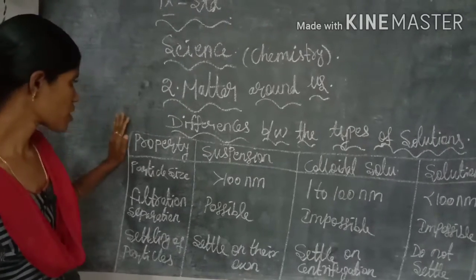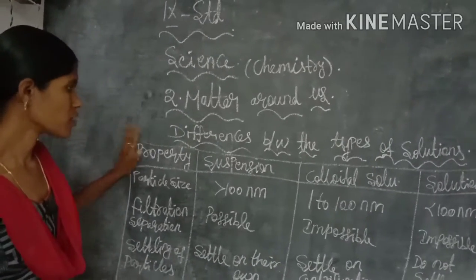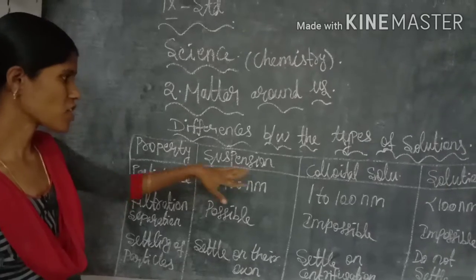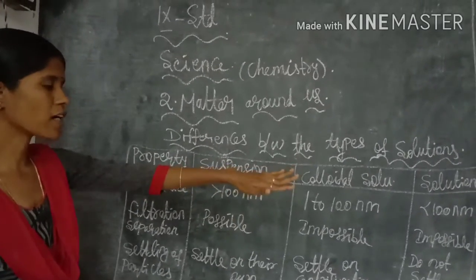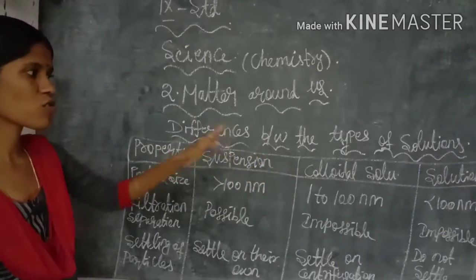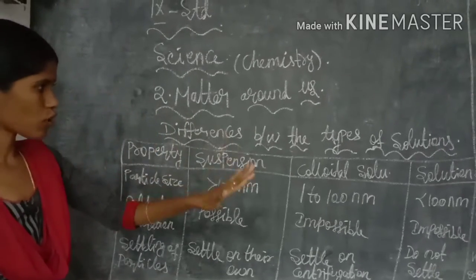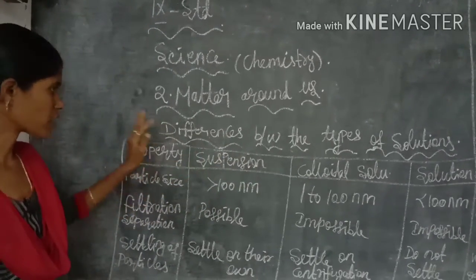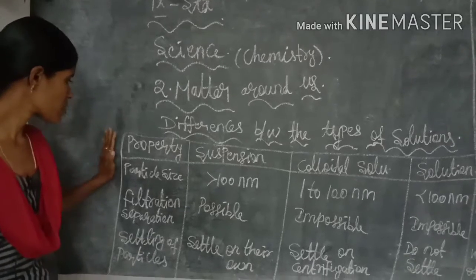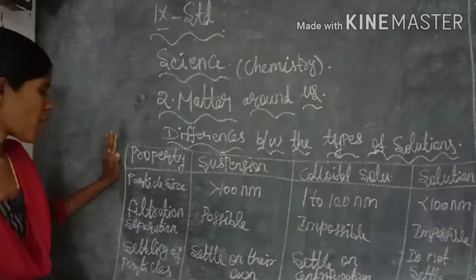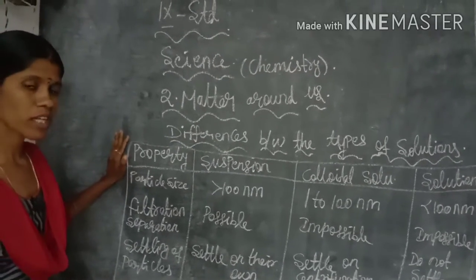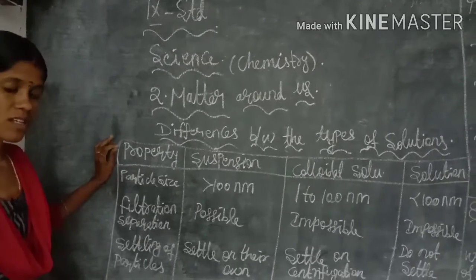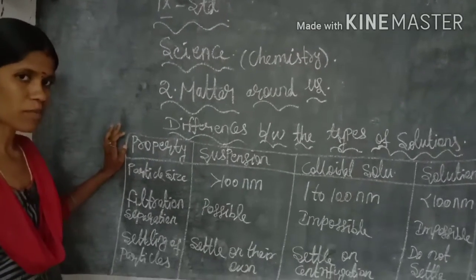The first one is the property of the solution, and the second one is the suspension, and third one is the colloidal solution, and the last one refers to the true solution. So true solution, colloidal solution and suspension and their properties. The first property is particle size. In the true solution, colloidal solution and suspension, there are many types of particle present there.